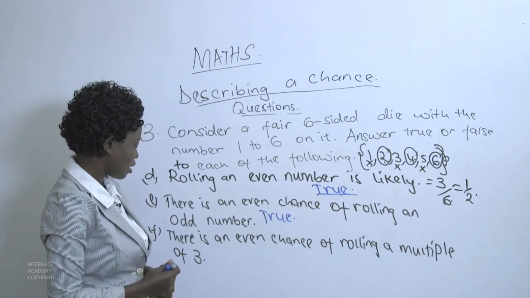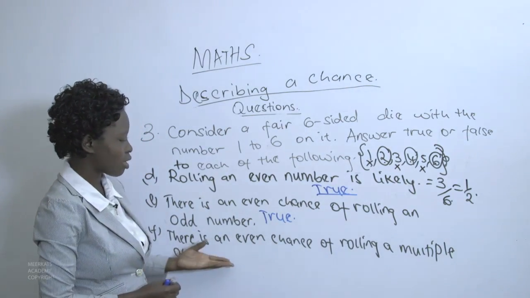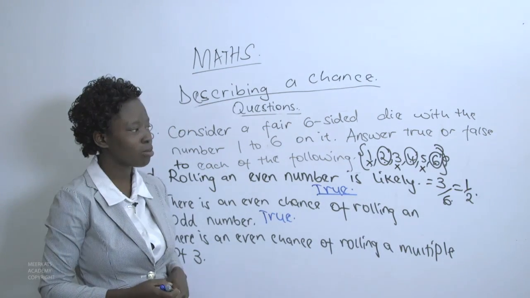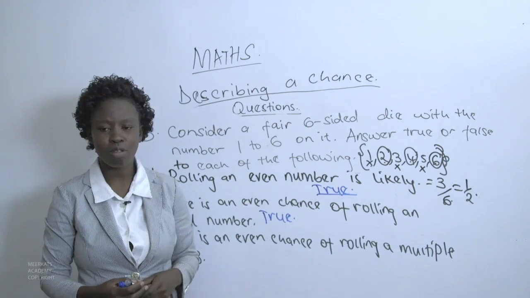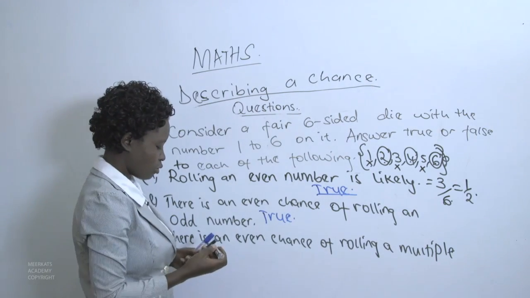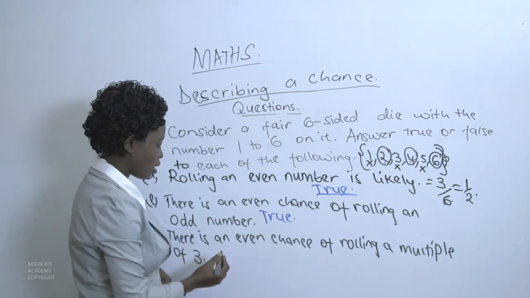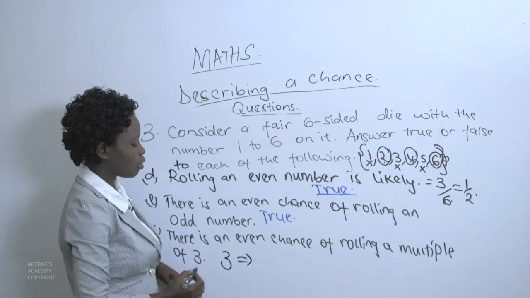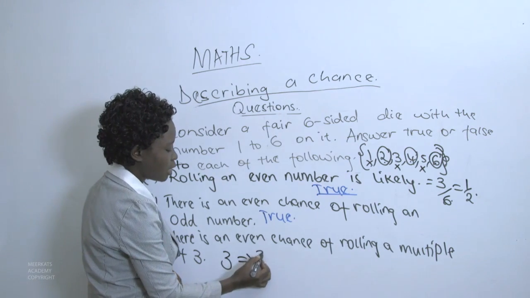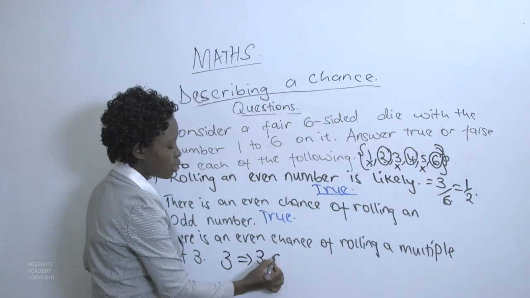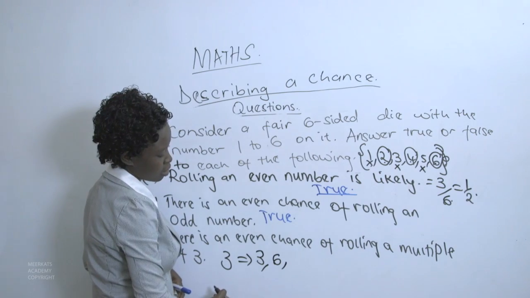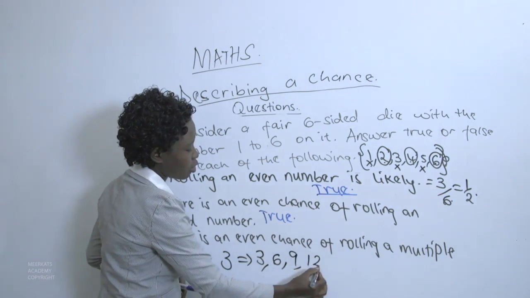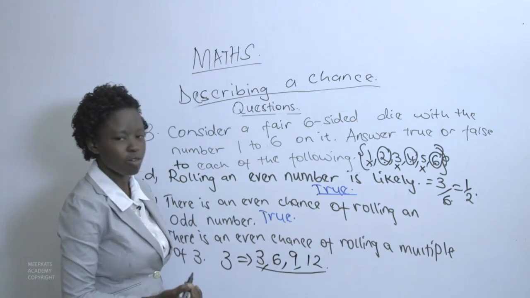Then the last statement we are having here is there is an even chance of rolling a multiple of 3. So what are these multiples of 3? If this is the number we have, that is 3, we need to get the multiples of 3. So 3 times 1 is 3, 3 times 2 is 6, 3 times 3 is 9, 3 times 4 we get 12, and so on. So these are the multiples of 3 we have.